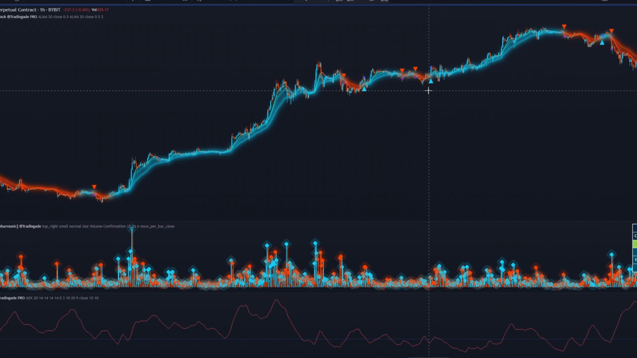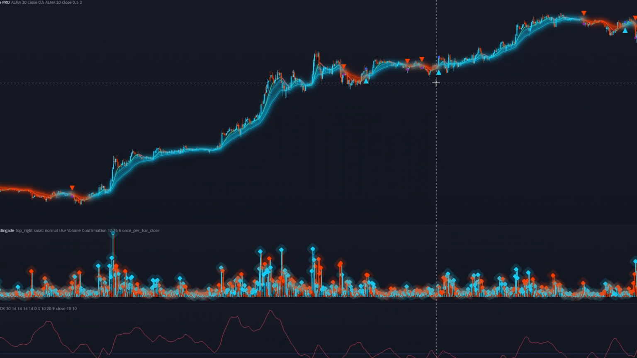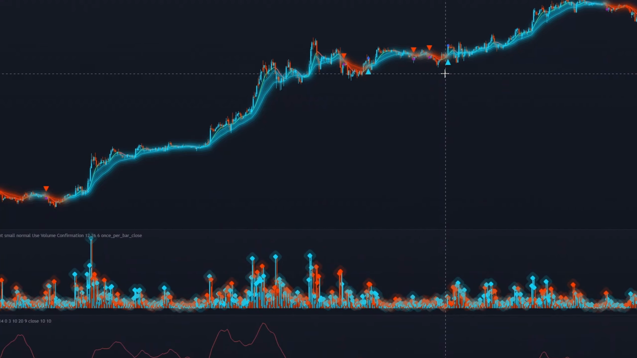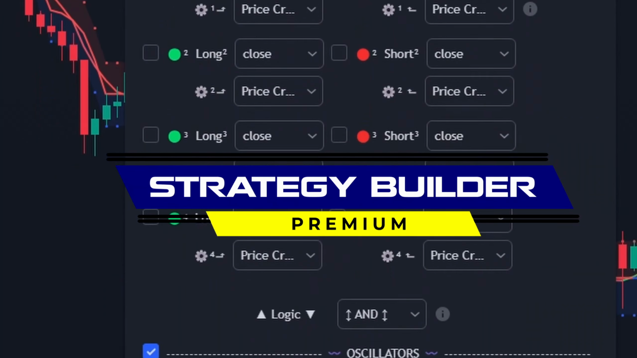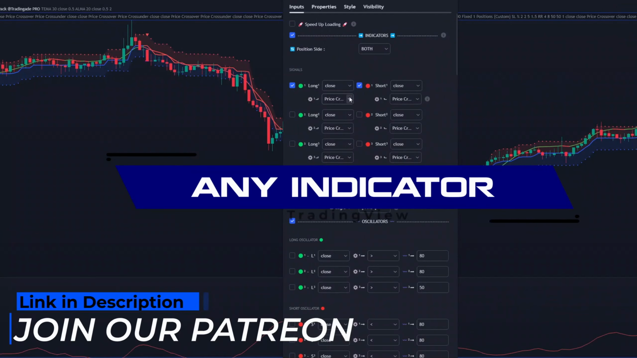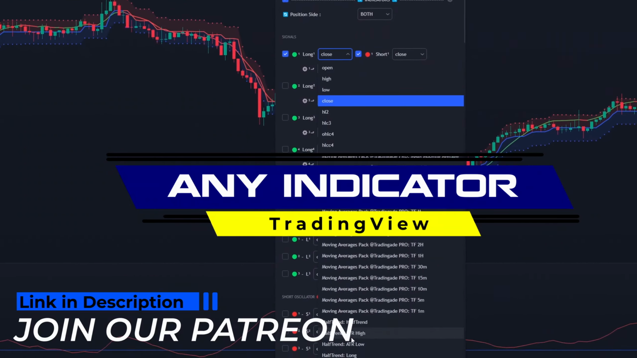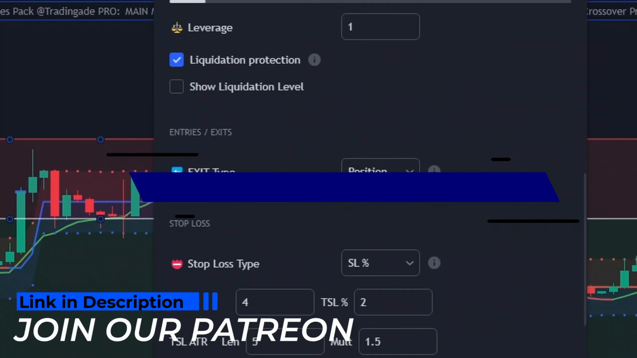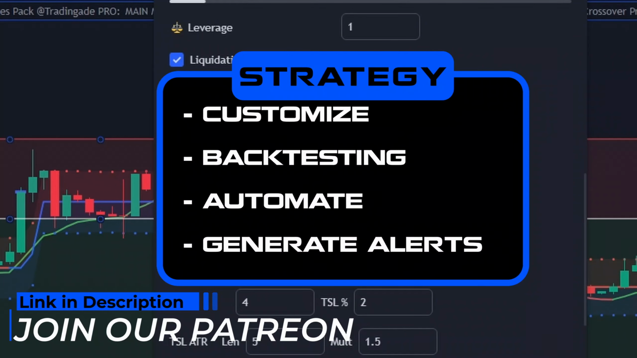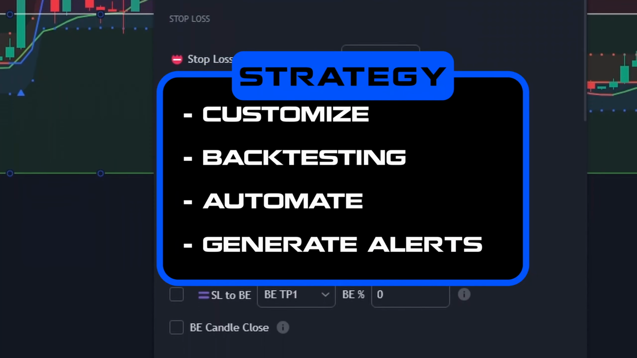Now that we know all the rules of our strategy, we just need to combine all of them, and we are doing it thanks to our strategy builder, a powerful tool that allows us to combine any indicator available on TradingView to generate buy and sell signals. We can backtest, automate strategies, set up alerts, and do all this cool stuff with just 2 clicks.